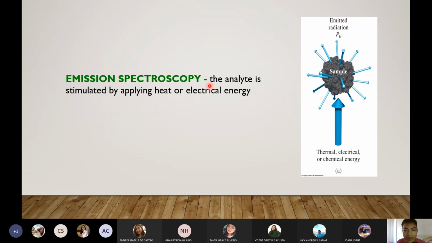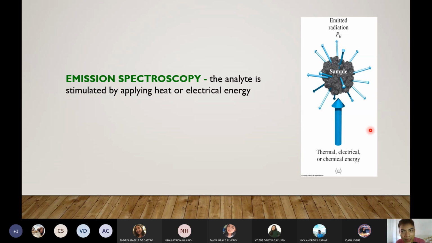What happens here is that your analyte will be excited by the addition of heat or electrical energy. Basically, you heat your sample, and once you heat it, it will start to glow. An example is an iron bar that you put over a fire. What happens to it? It turns red, right? That is emission spectroscopy. If you study that in depth, it is called emission spectroscopy.